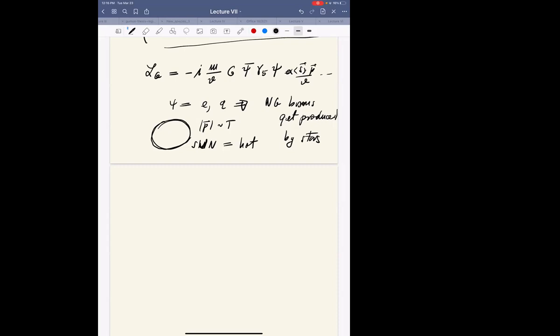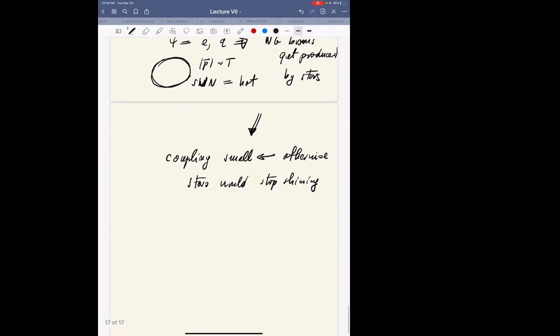Of course, neutrinos are crazy. They do no harm to you because they don't like to interact with anybody. But the bottom line is that you produce a number of Goldstone bosons. And that means that the coupling must be small. Otherwise, stars would stop shining, would lose their energy. See, there is no danger in producing neutrinos. They are weakly coupled. So this Nambu-Goldstone boson should also be weakly coupled.